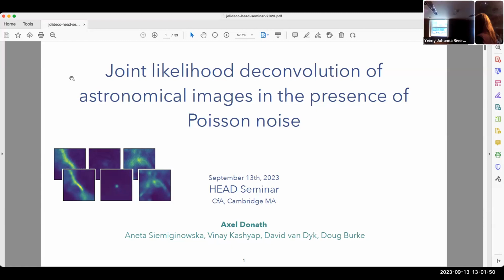Then we also have effects like an uneven exposure. We point the instrument at multiple positions in the sky for a different amount of time, and this also affects the data. So you have a specific pointing pattern, and you see the imprint of the exposure in the counts data.